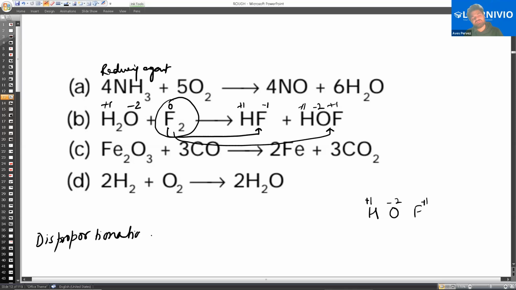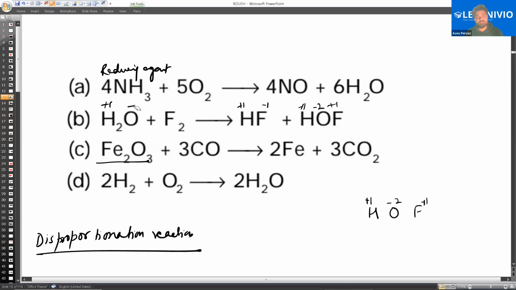Disproportionation reaction. Disproportionation reactions. Okay. Now F2. Got it? So whenever water is there, we don't have to take that as an oxidizing agent. We don't take water. Water is not considered. So fluorine will be considered as both oxidizing and reducing agent. So this is the reducing agent.